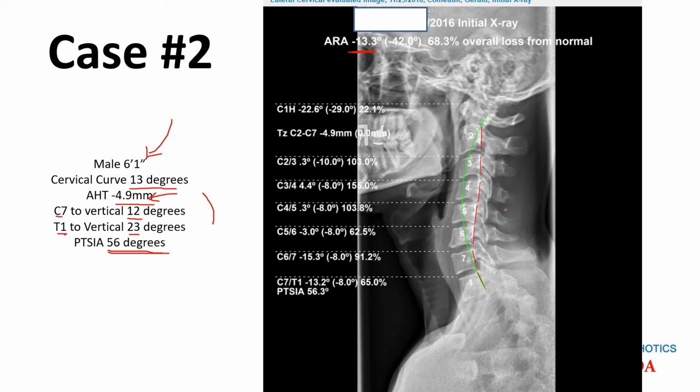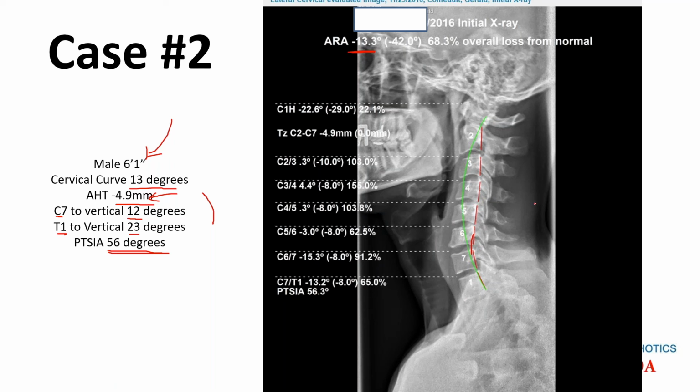But if I look at his curve, I see a kyphosis here, at 3, 4, and 5. He's kyphotic up here. I come down here at C6, C7. He's got too much curve low down, and he's got a reversal through here. So even though he's got 13 degrees, his neck curve looks terrible, and I know that this kyphosis is going to cause problems, and this instability or hyperextension is going to cause a problem.